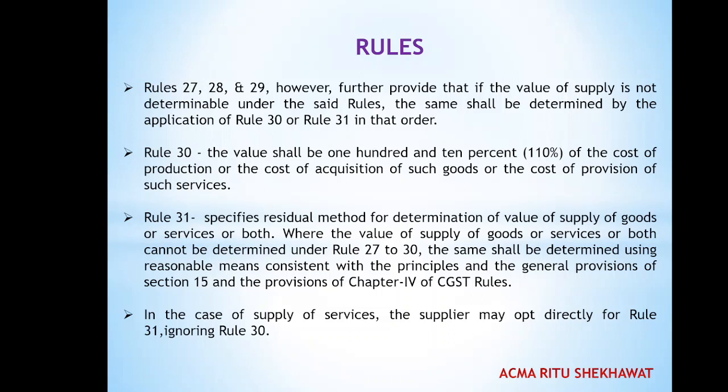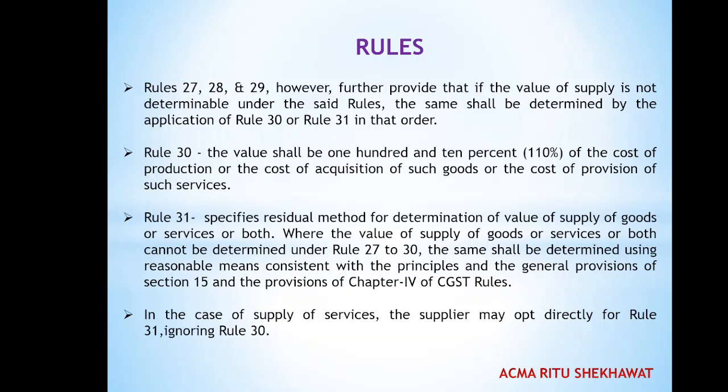Rule 30 is giving a levy of 110% of cost of production, cost of acquisition, cost of services as the amount of supply. Rule 31 is giving you an open hand to determine the method of computation of value as per the established standard. So these are the residuary rules for CGST, and because of this residual rule we have cost accounting standards which tell us how we can compute the cost, because on that cost 10% markup will be added and then the value of supply shall be determined.